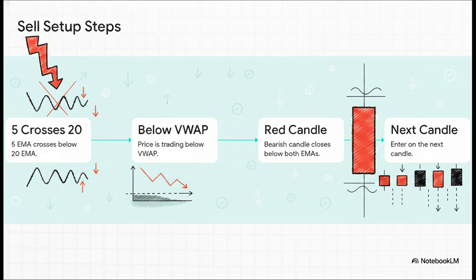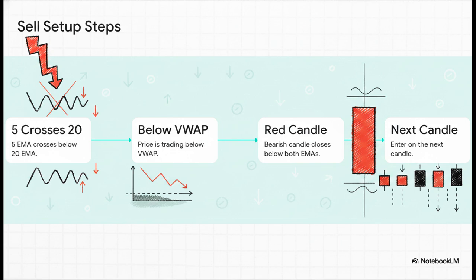Step 1, the 5 EMA crosses below the 20 EMA. Step 2, price is now trading below the VWAP, which confirms that downward pressure. Step 3, we wait for a strong bearish red candle to officially close below both EMAs. And Step 4, we enter on the next candle. It's the exact same strict set and structure, just flipped for a selling environment.